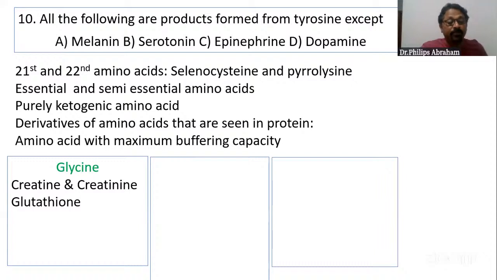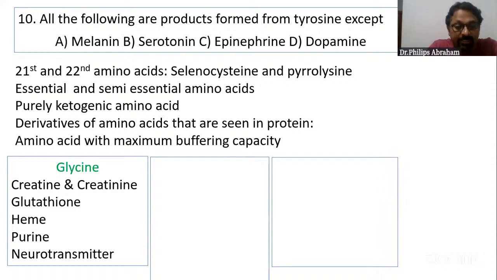It's an antioxidant, with n number of functions. That's also a compound produced from glycine. And heme: the first step of heme synthesis is glycine plus succinyl-CoA giving ALA. So glycine is essential for heme synthesis. Then purine synthesis: C4, C5, and N7 of purine come from glycine. So these are the major compounds produced from glycine.